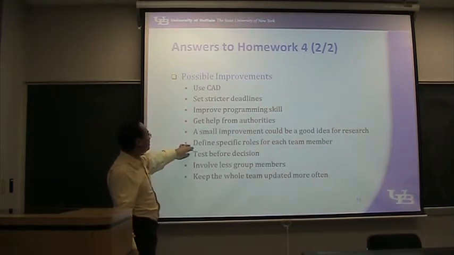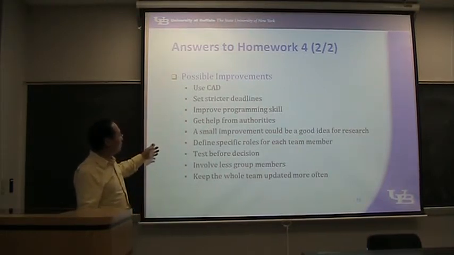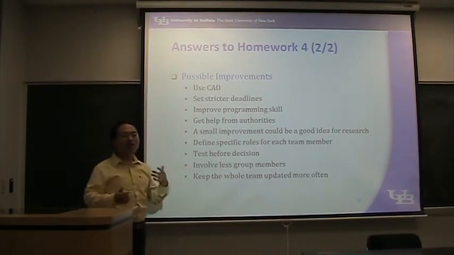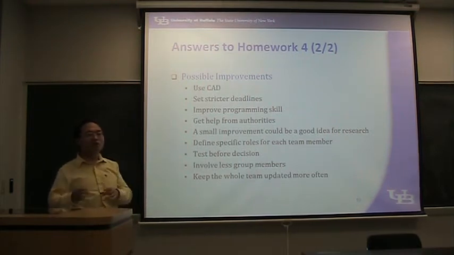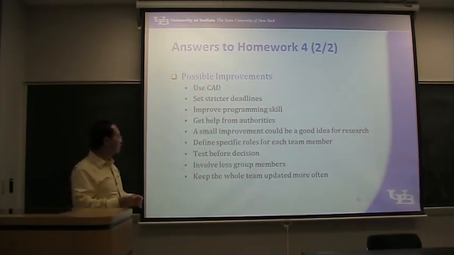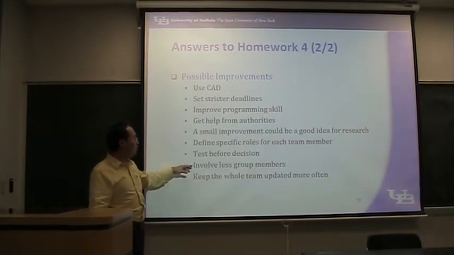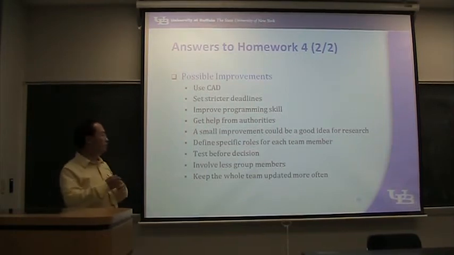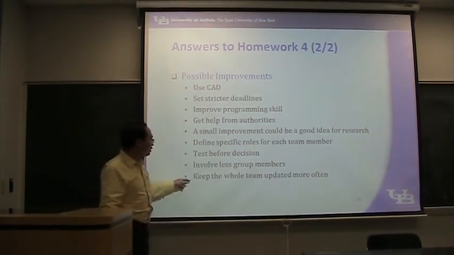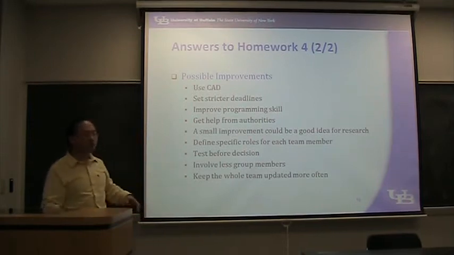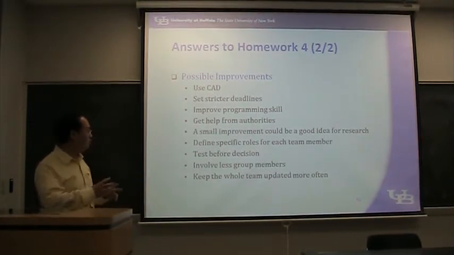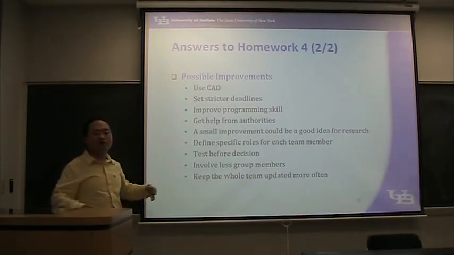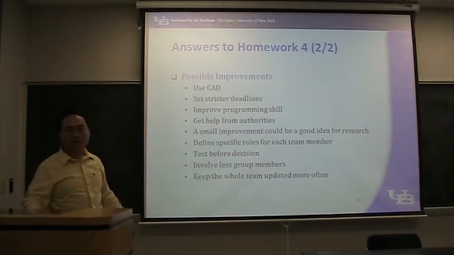And define specific roles for each team member. Make a test before you make a decision. So if you have several alternatives, you may want to test your alternatives before you choose which one. And a group may involve fewer group members, because when a group grows bigger, it will be difficult for them to communicate. And the last one is to keep the whole team updated more often. For example, if you and your team member are not located in the same office, you may want to have a regular meeting. So I summarize these answers. It will be interesting.